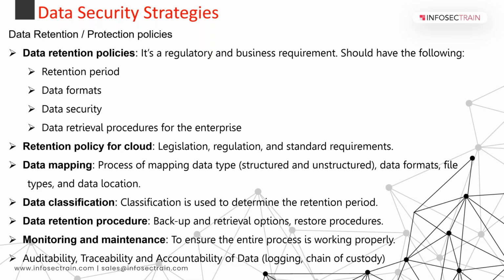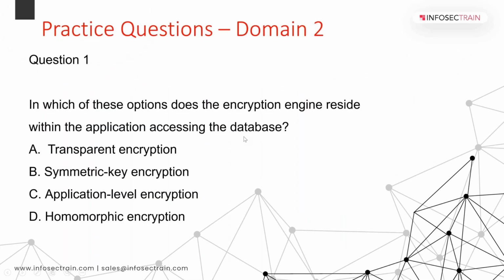So that brings us to the end of domain 2. This is the first question. In which of these options does the encryption engine reside within the application accessing the database? The correct answer is C, application level encryption.